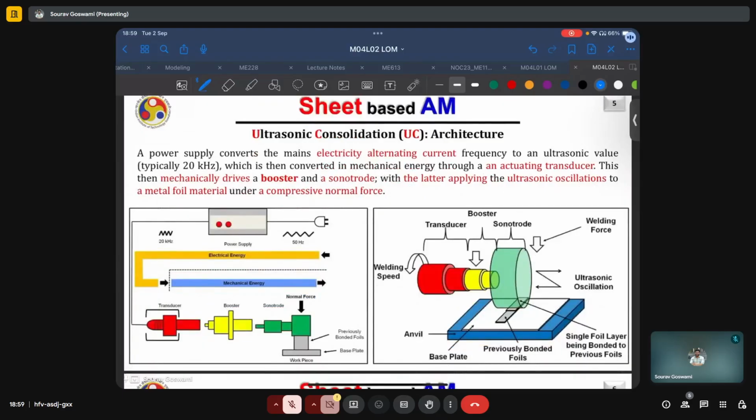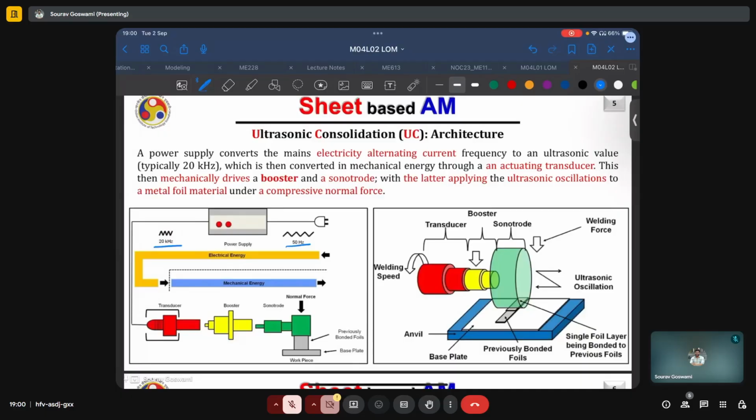This slide describes the typical working of such a process and what it is made out of. So it will be plugged into a regular 50 kilohertz power supply, but then through some means we convert it into this ultrasonic frequency, which is 20 kilohertz. This electrical energy is then converted into mechanical energy through an actuating transducer shown here in red.